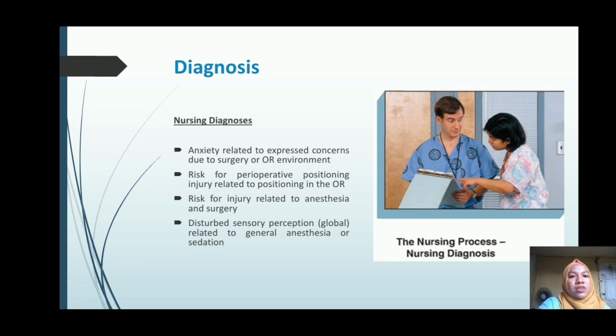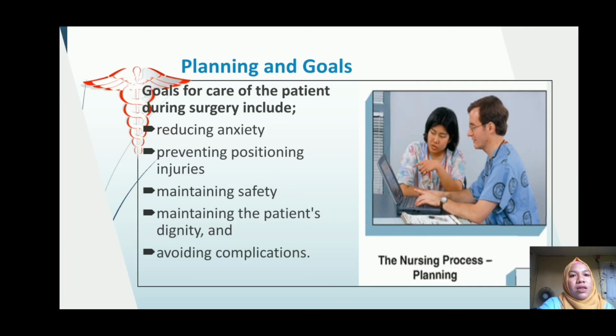Then after you assess the patient, you need to do the diagnosis. You need to diagnose the anxiety of the patient, positioning in the OR, risk for injury related to anesthesia and surgery, and disturbed sensory perception related to general anesthesia and sedation. After the diagnosis, now going to planning, the goals for care of the patient during the surgery. You need to include reducing the anxiety of the patient, preventing positioning injuries, maintaining safety of the patient, maintaining the patient's dignity, and avoiding complications. That is your goals.